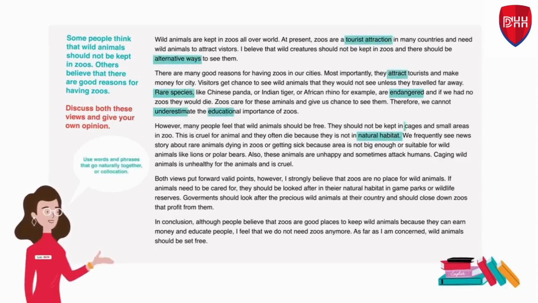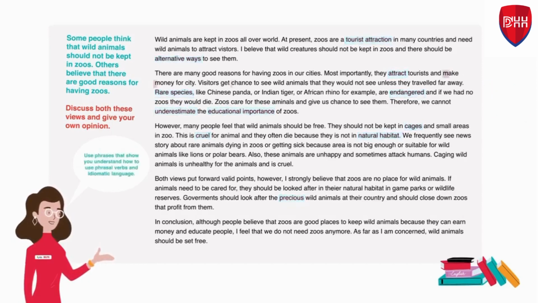Use words and phrases that go naturally together, or collocation. Use phrases that show you understand how to use the phrasal verbs and idiomatic language. Always check for spelling errors and typos.